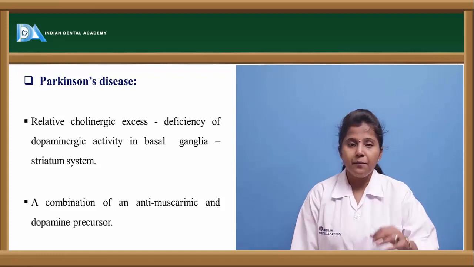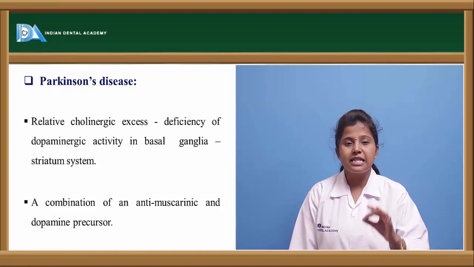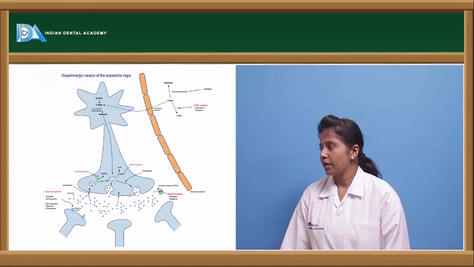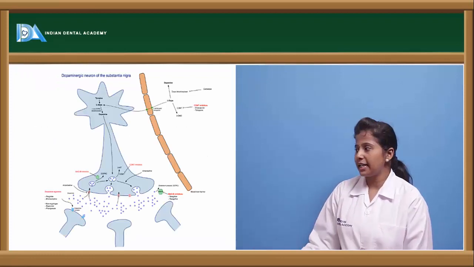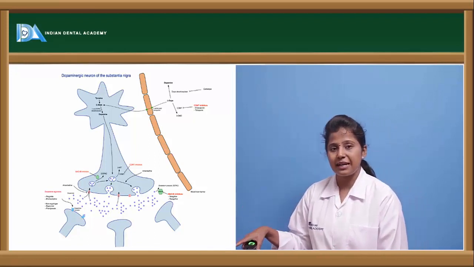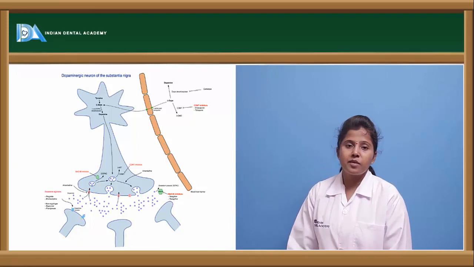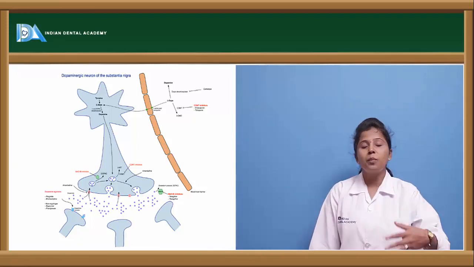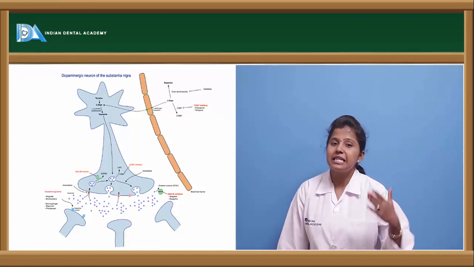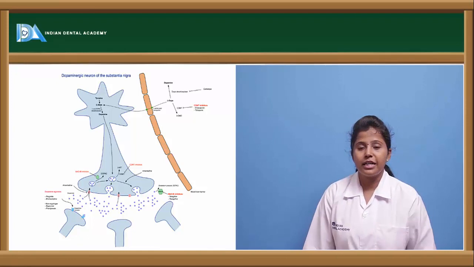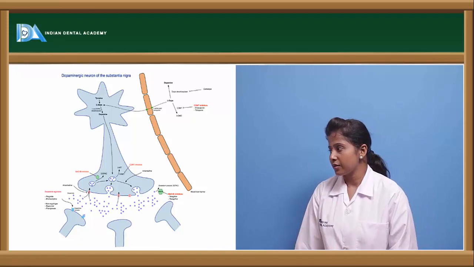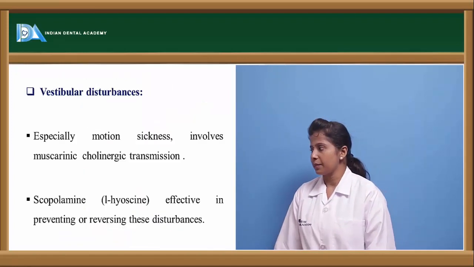And apart from that, in Parkinson's disease, the antimuscarinic drugs are given in combination with dopamine precursors. Here we can see the schematic diagram where dopamine is released from the synaptic vesicles, binds to the dopaminergic receptors and exerts its action. If dopamine levels are increased, it causes depression, or else we can say CNS relaxation. Instead of stimulation of the central nervous system, there will be relaxation, or depression, of the CNS.